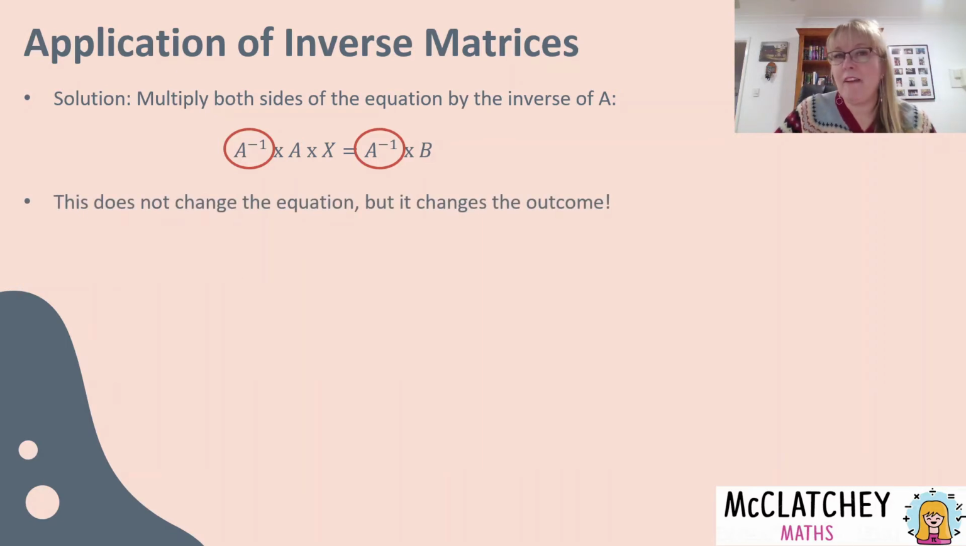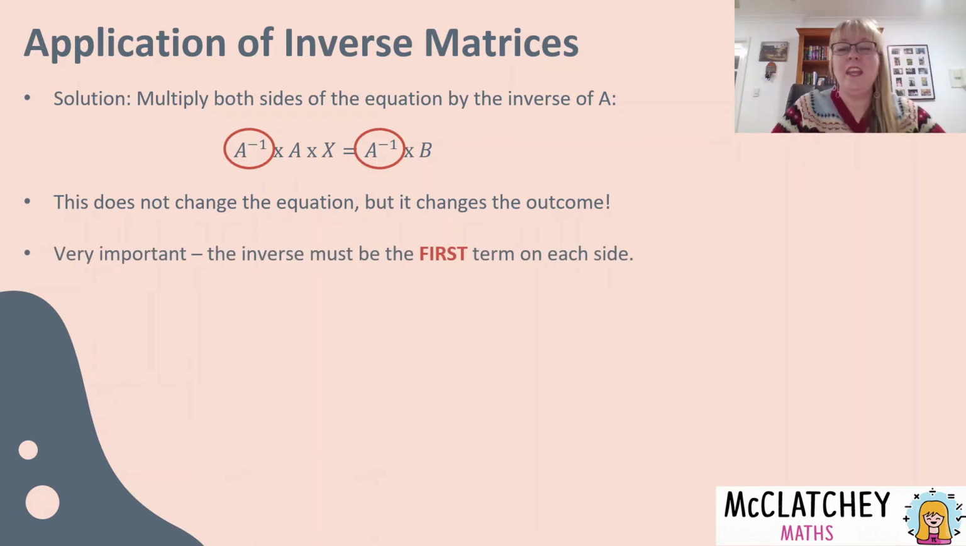Now, it changes our outcome and what we can do with it, but it doesn't actually change the essence of that equation. You would recall from our previous knowledge on matrices that it's very important when we multiply one matrix by another that we consider the order. If we were to multiply A by B, we would get a different result than if we multiplied B by A. So it's really important that we note that the inverse is the first part of both of these changes to the equation.